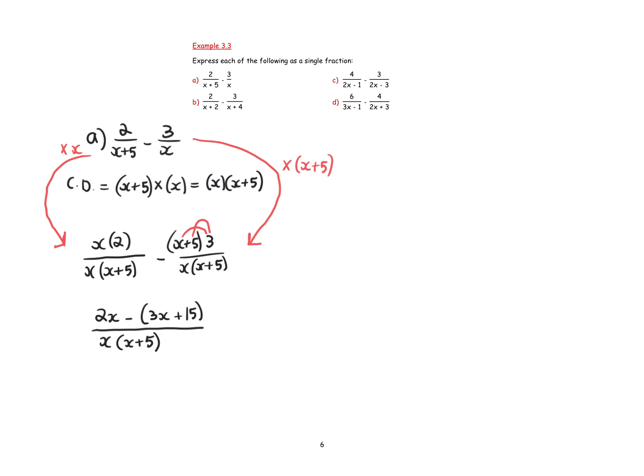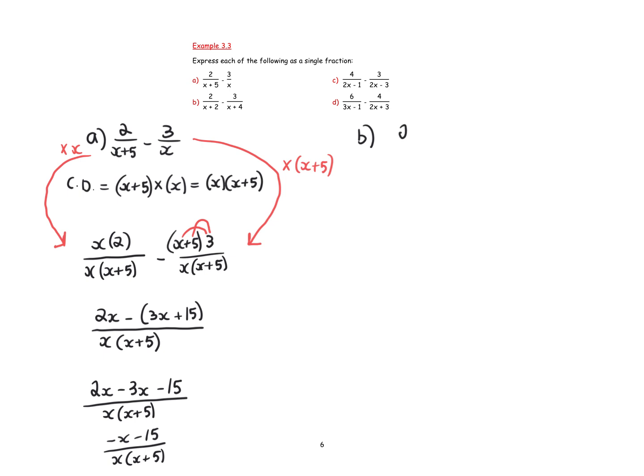What we'll get then on the next line is 2x, and then the minus sign goes with the remaining terms. We get minus 3x minus 15 all over x times x plus 5. Simplifying this at the end then, we get 2x minus 3x, which is minus x, minus 15, and that's all over x times x plus 5. Example B is similar to example A.